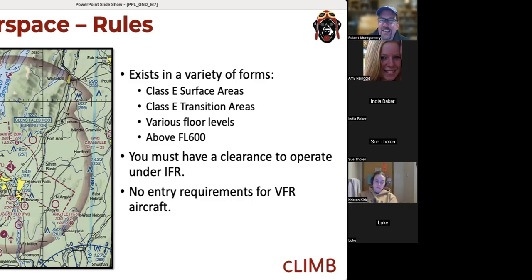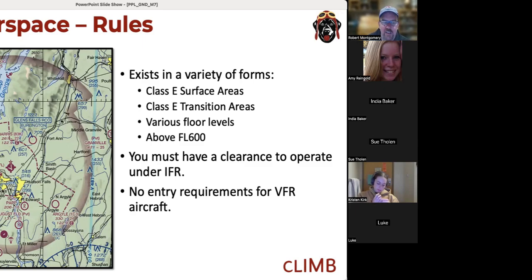So Class E is, generally speaking, everywhere that isn't another class. Well, that's a dumb statement. Of course, it's everywhere that isn't another class, right? But it's designed as, it's kind of the default airspace that wherever they could provide separation, they will provide separation, right? And it comes in a couple of different forms.